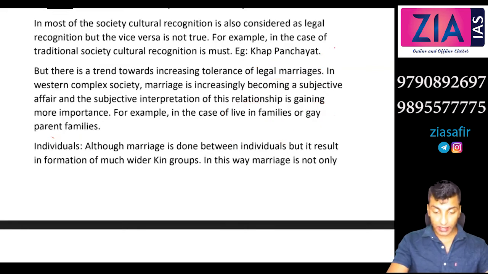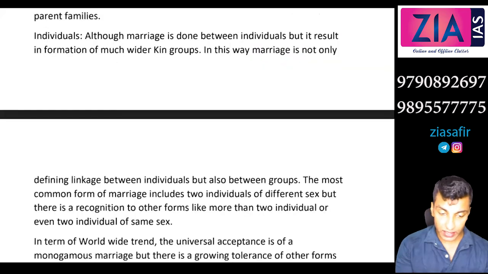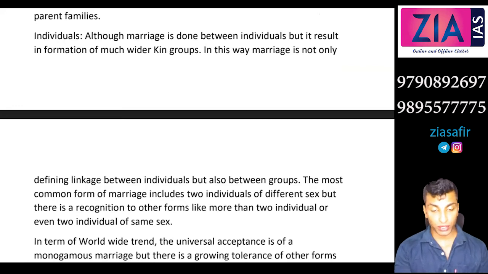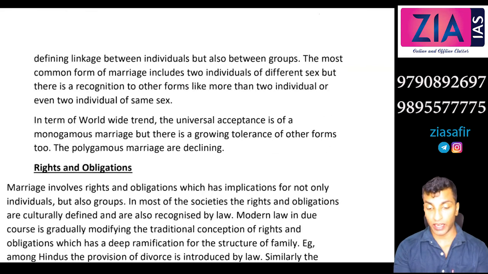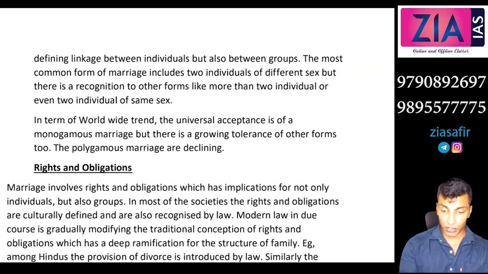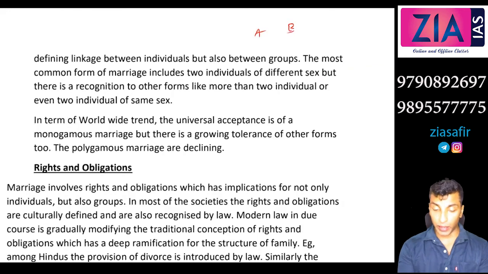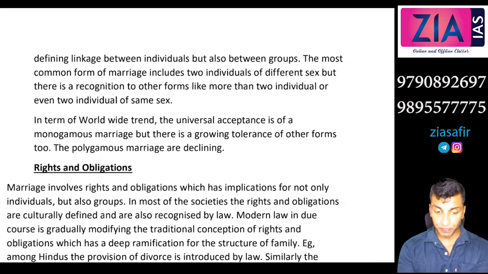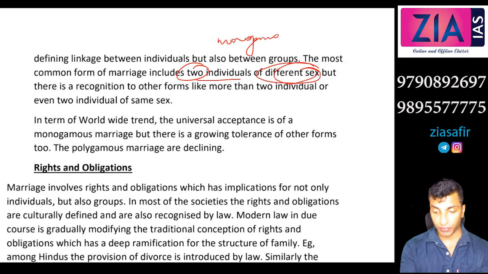Next, individuals. So first we have done recognition, then individuals. Although marriage is done between individuals, it results in the formation of much wider kin groups. In this way, marriage is not only defining linkage between individuals, but also between groups. So marriage between A and B, but the entire family of A and the family of B are now getting connected. The most common form of marriage includes two individuals of different sex. So opposite sex, monogamous marriage. This is what you call monogamous marriage.